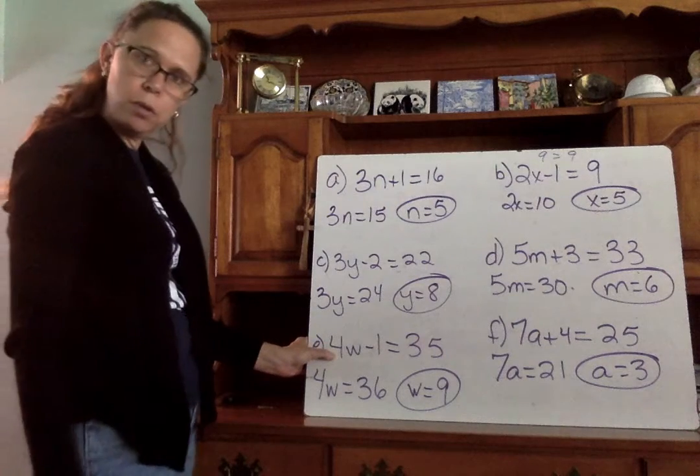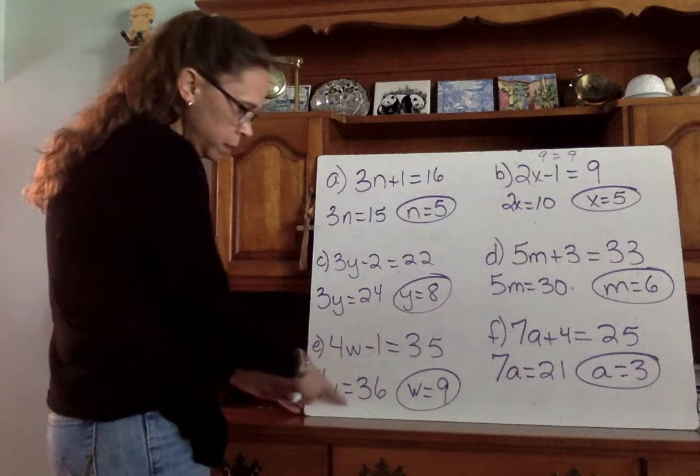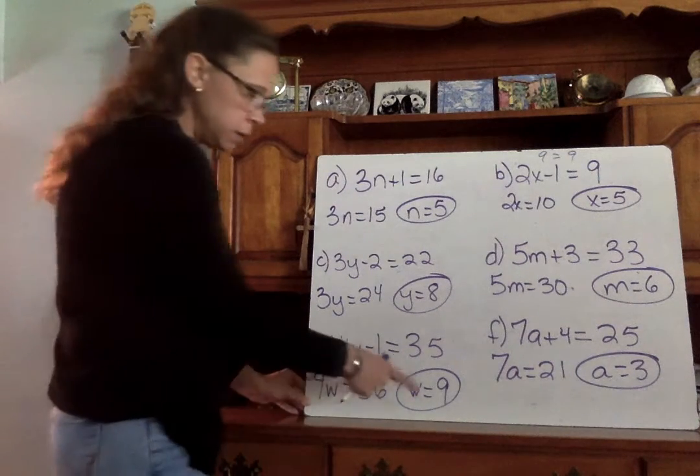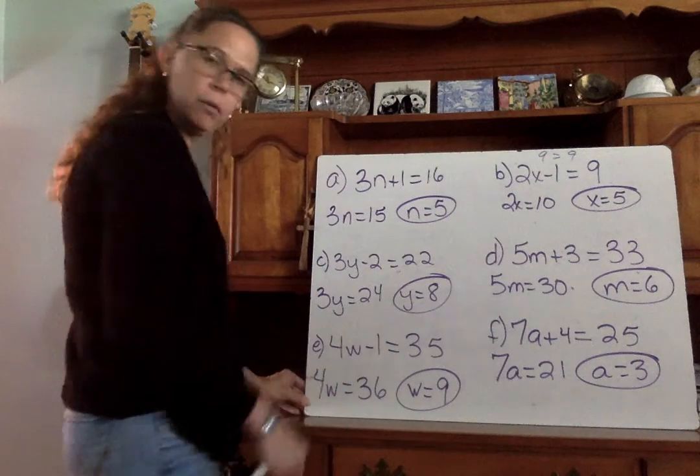4w minus 1 is 35. If I didn't subtract the 1, my answer would be 1 bigger. 4w is equal to 36. Divide by 4. w is equal to 9. Let's put 9 back in. 4 times 9 is 36. Minus 1, 35.